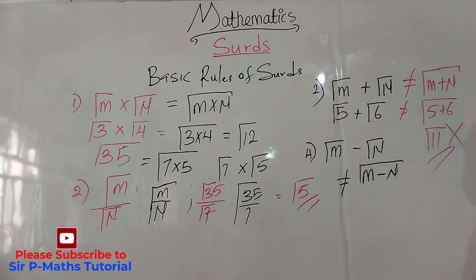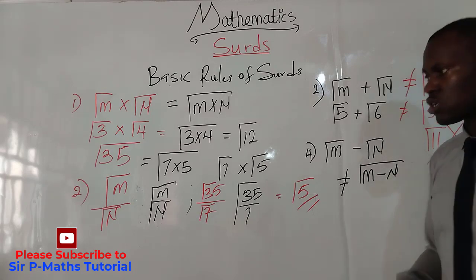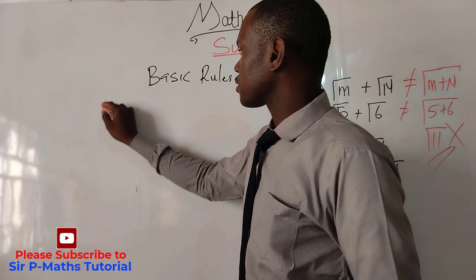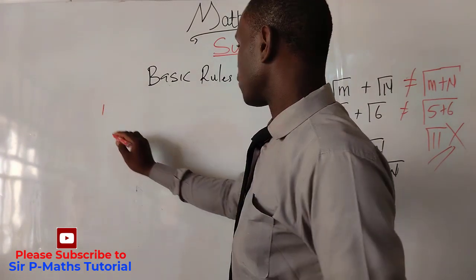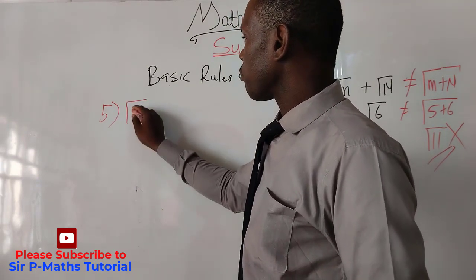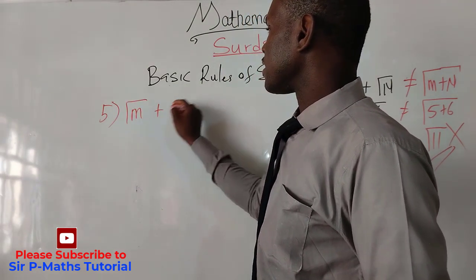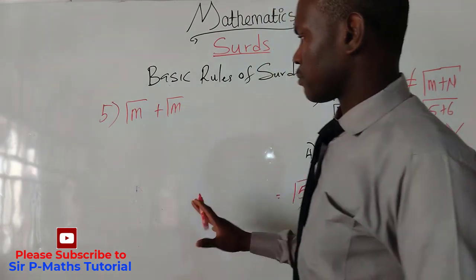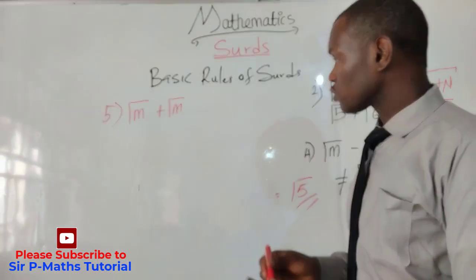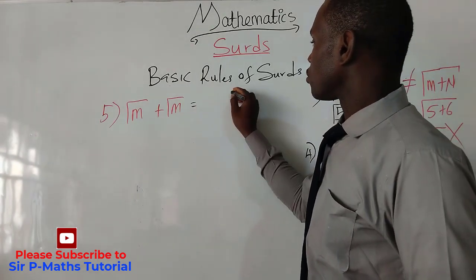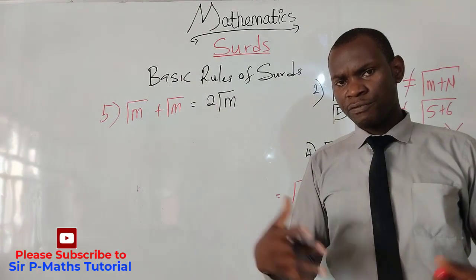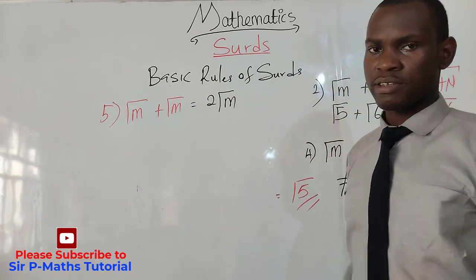But what then do we do for addition and subtraction of surds? Let me show you an example. So for addition and subtraction of surds, let's take it as number 5. To get the addition, they must be the same term or like terms. Root m plus root m will now give me 2 root m.